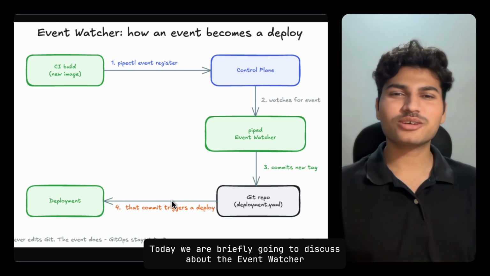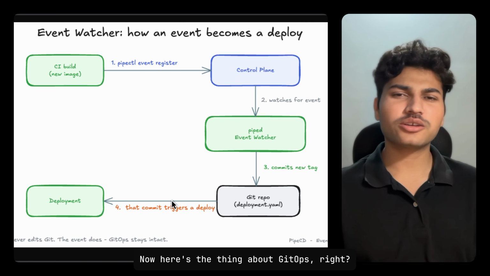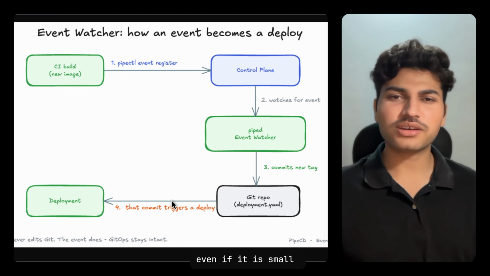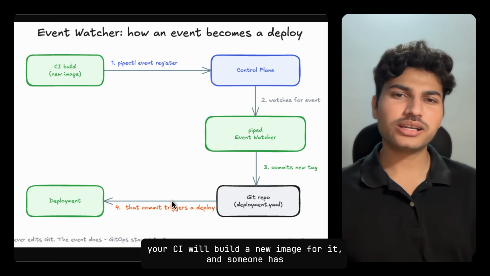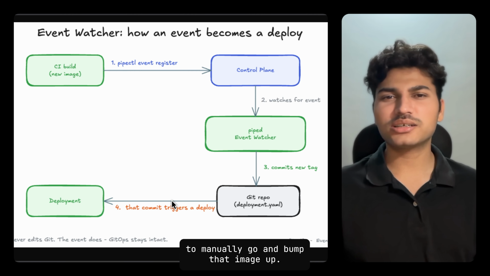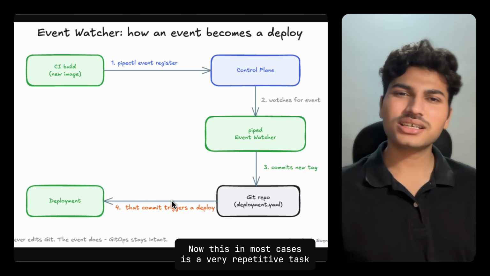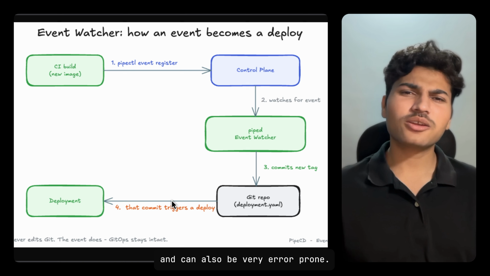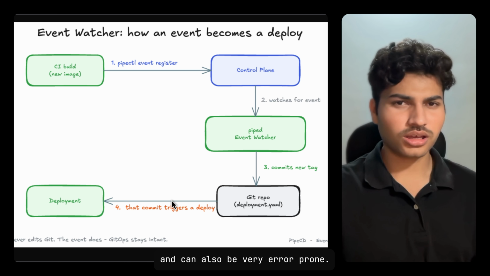Hi everyone, today we are briefly going to discuss the event watcher. Now here's the thing about GitOps, right? Every change in Git is a change. Even if it is small, your CI will build a new image for it and someone has to manually go there and bump that image up. Now this in most cases is a very repetitive task and can also be very error prone.